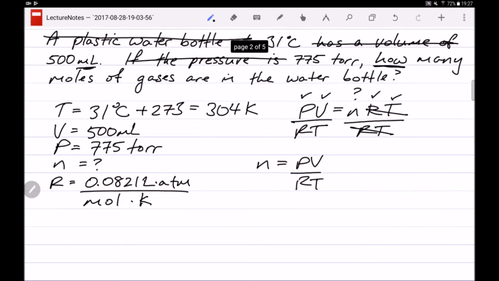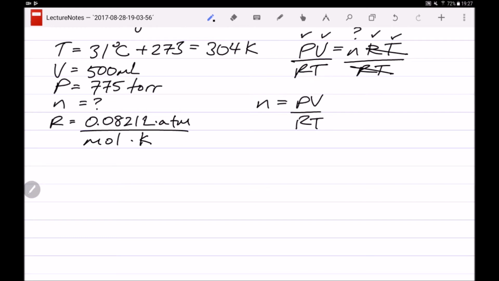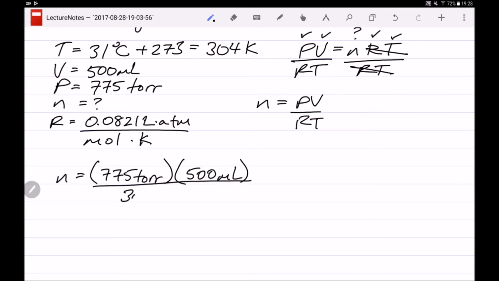So now we plug in what we have. n equals P, 775 torr, V, 500 mils, T, 304 Kelvin. Now at this point you've got an option. I like to multiply by R, or you could just do the math and divide by R. But I like to multiply up by R's reciprocal here because it makes the units come out cleaner. I'll show you what I mean.